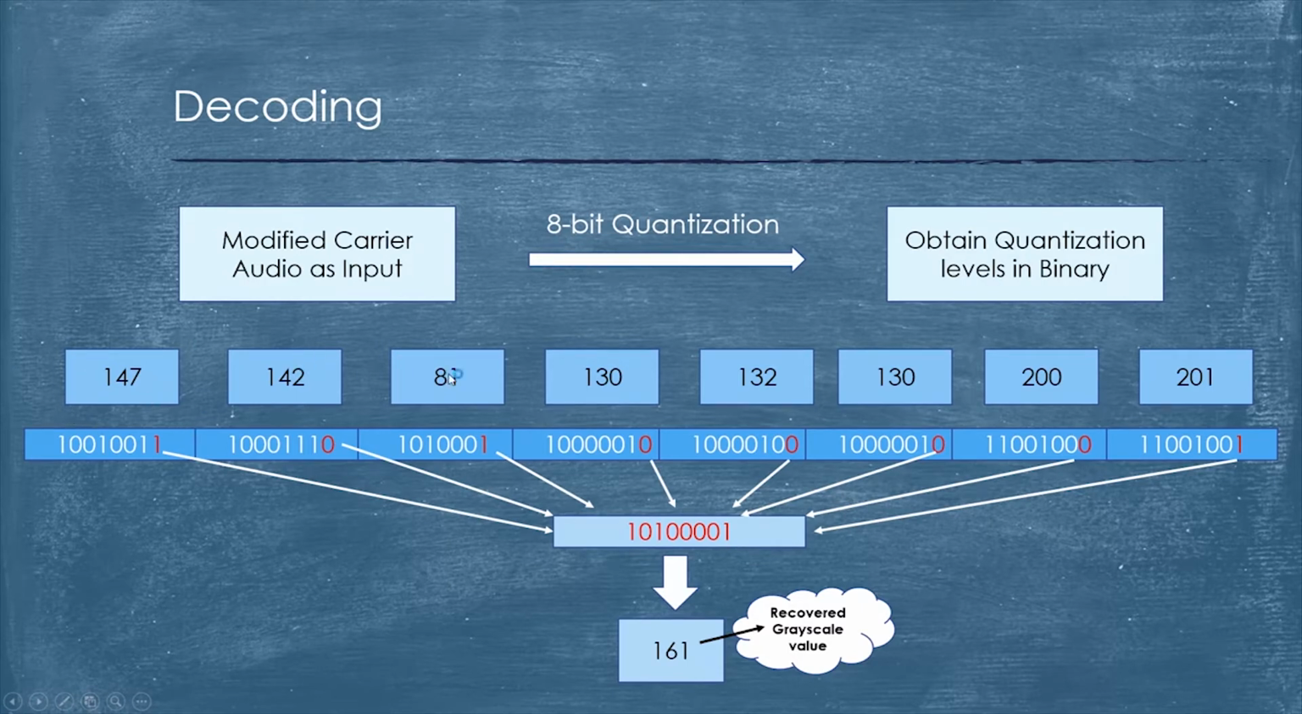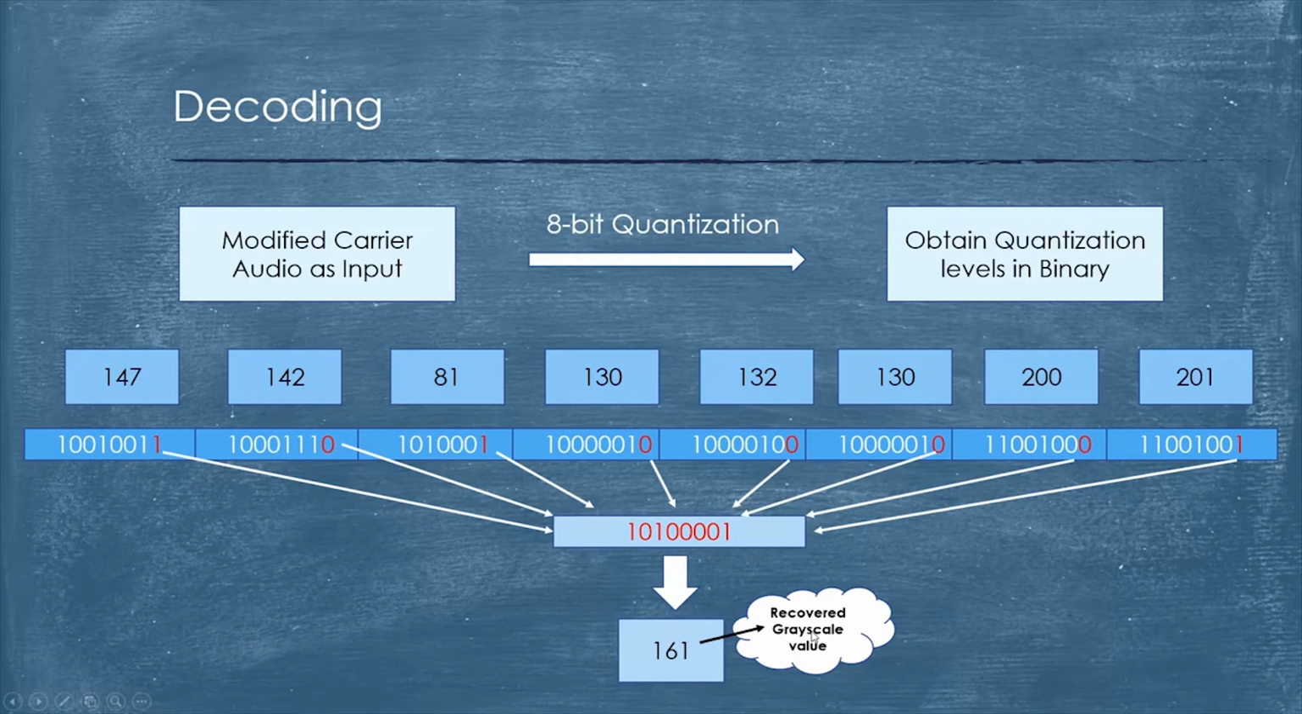alternative bytes of the binary levels of the quantization levels, and then convert each of them into binary, we can extract the last bit of each of these values. This forms a sequence of 8 bits, which actually represents a 1 pixel value. If this is converted to decimal, we get 161. This is the recovered grayscale value of 1 of the pixels of the secret image that is sent.